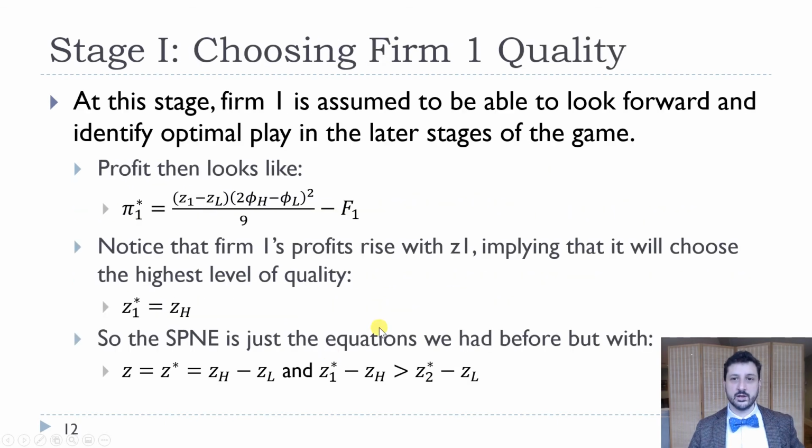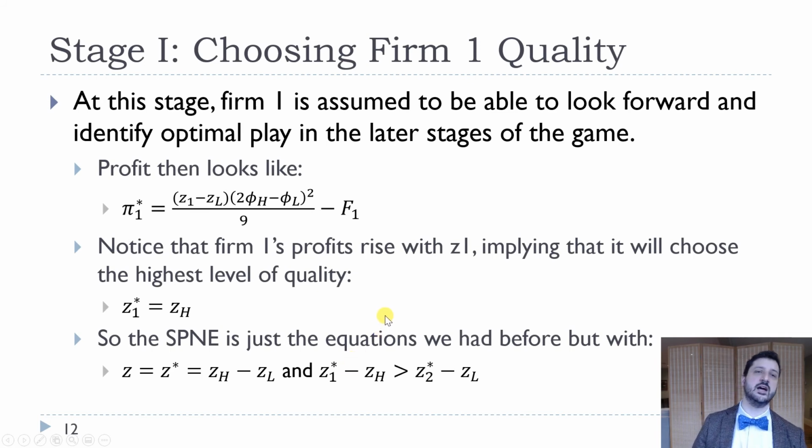Firm 1 is very similar. Firm 1 recognizes that firm 2 is going to choose ZL, and so now they need to choose Z1 to maximize profit. Firm 1's profit is rising with Z1, and so they're going to choose the highest level of quality. That just means the subgame perfect Nash equilibrium is what we had before, except Z1 star is ZH, the highest level of quality, and Z2 star is ZL, the lowest level of quality.